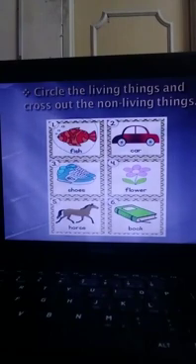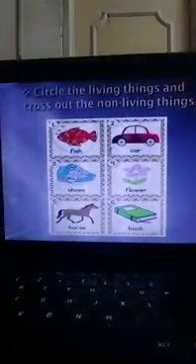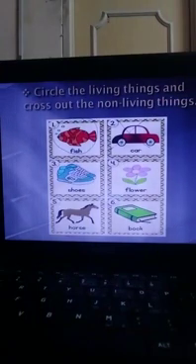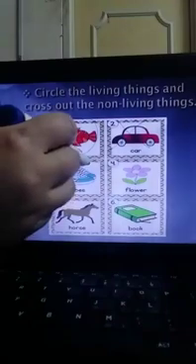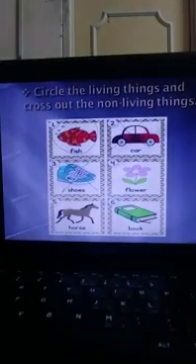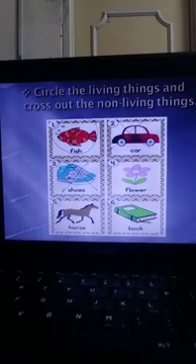In number 2 there is a car. Car is a non-living thing because a car cannot eat, it cannot breathe in or breathe out, it cannot grow up. In number 3 there are shoes. This is also a non-living thing. In number 4 you can see there is a flower. Flower is a living thing because a flower needs water, food and air to stay alive, and it can eat and grow up.